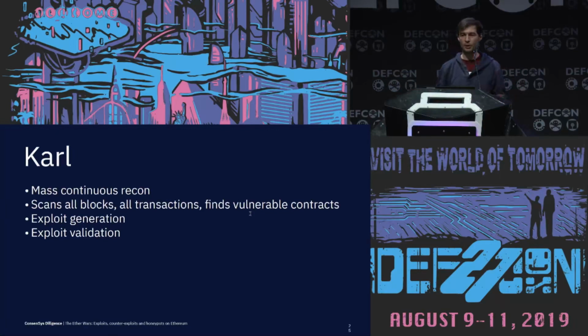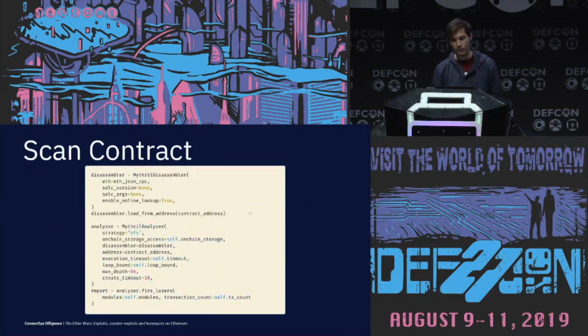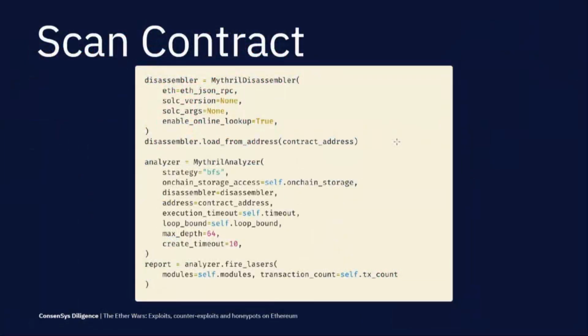It uses Mythril for that because it's written in Python. You can use the Mythril libraries directly. It does exploit generation and it also does exploit validation because sometimes there are false positives, but it has a way to reduce the number of false positives. So this is the core of Karl. It uses, as I said, the Mythril libraries. So you can do this yourself.